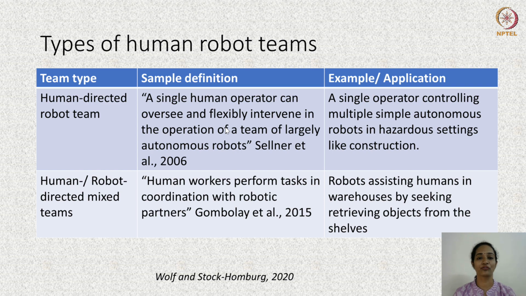The second kind of human-robot teams is the human-robot-directed mixed team. Here, we find that human workers perform tasks in coordination with their robotic partners. So, the common application of this is in a warehouse where a human team member tells the robot to seek objects or parcels and then bring it for dispatch.